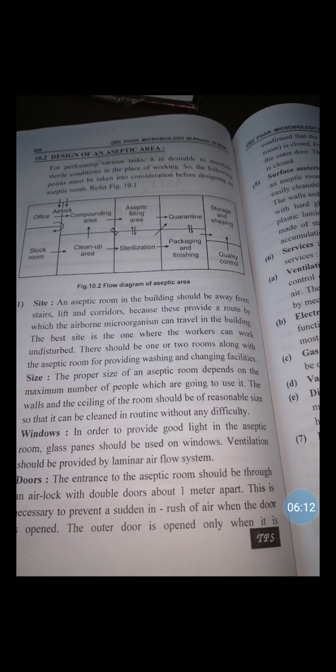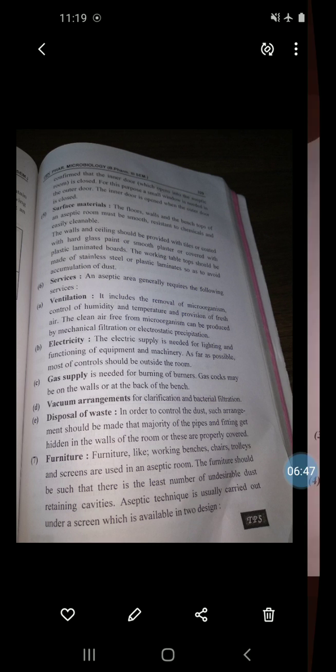The outer door is opened only when it is confirmed that the inner door, which opens into the aseptic area, is closed. For this purpose, a small window is needed in the outer door, and the inner door is opened when the outer door is closed.